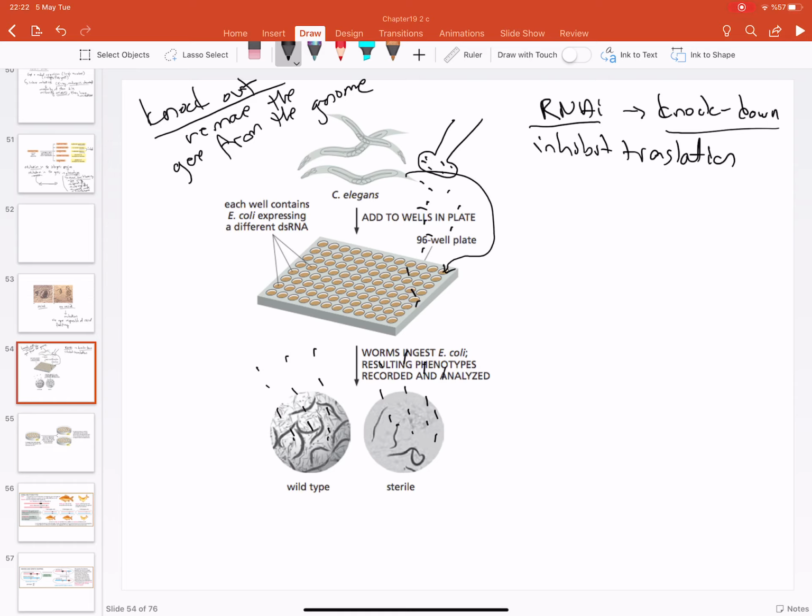For example, in this case, this is wild type, no knockdown. In this case, you knock down one of the genes, one of the mRNAs, and the organism is sterile. It cannot mate anymore. So voila, you identified a gene which is important for reproduction. Okay, by the way, this is all you can say. You cannot say anything else. To say other things, you have to do other experiments.